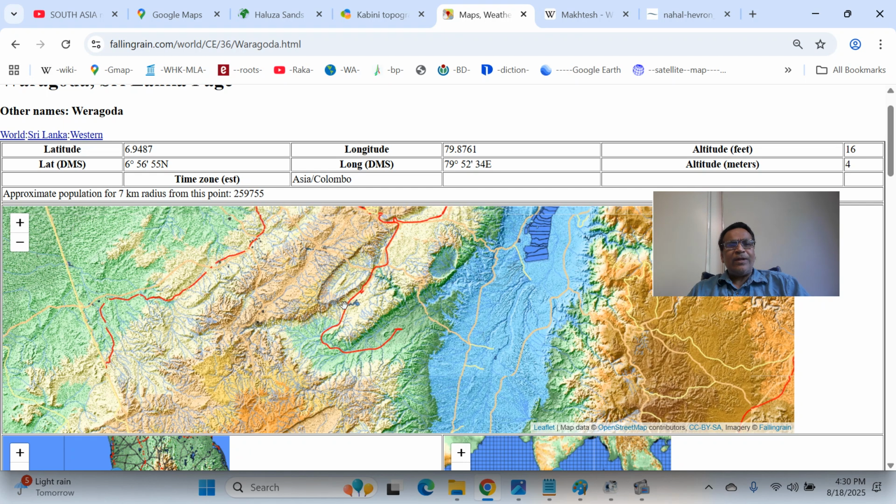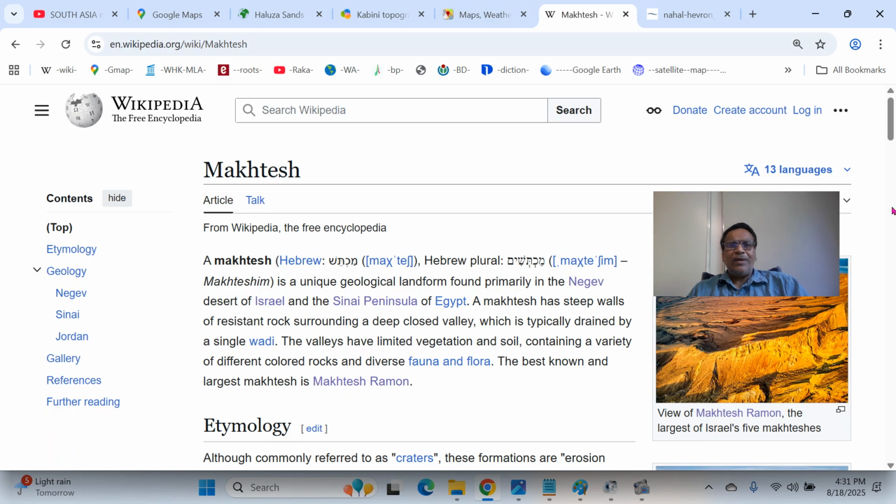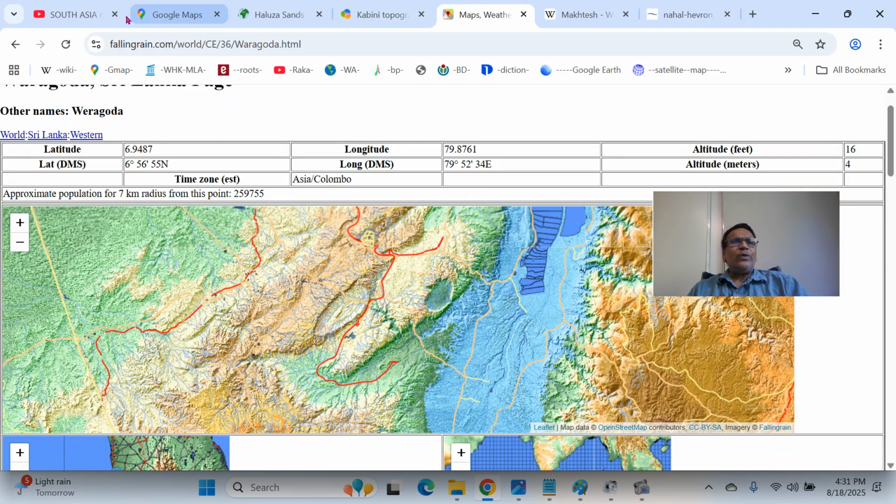So the big crater, that is the Ramon crater, and this is the Wadi here, and this is the Zin Valley. The Zin Valley eventually drains all the streams from the middle crater and small crater. This is the Katan and this is the Gadol, they go here. And this is the historic incense route during Nabatean times, from Petra to the Gaza Strip and Avdat, and all those prominent urban centers. So here you can see what a Makhtesh is and its importance. It is a crater, a box canyon, a steep valley, not the impact of a meteor but a canyon. That's what they are trying to show you here.